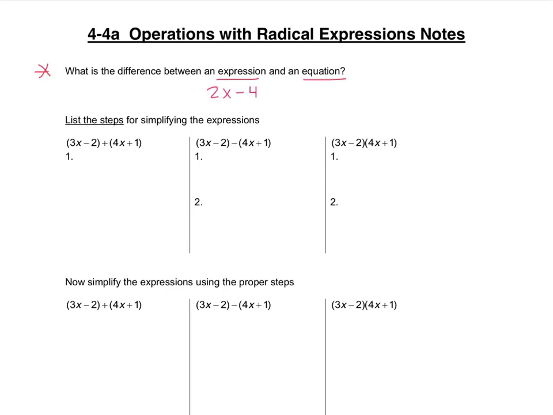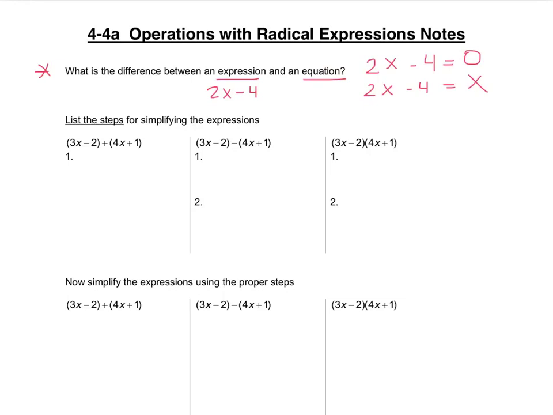That is an expression. The moment you put an equal sign to this expression and you set it equal to 0, that will become an equation. Or whenever you set it equal to a number or a variable, no matter what, as long as you have an equal sign, this will make it an equation. Now let's move on to number 1.